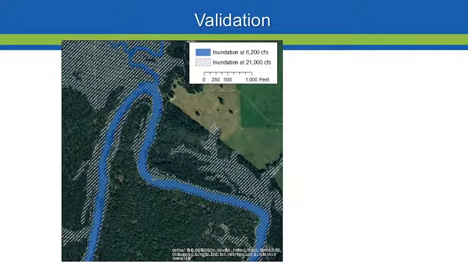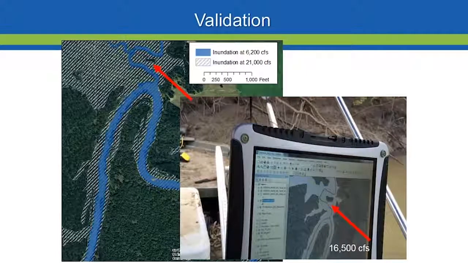Validating some of our models, it's always really exciting to see that the model that you built actually works. Here you can see this dot. Here is our boat with the GPS point where we are at that particular moment. We've got a little island right here at 16,500 CFS, and our model pretty much shows the same thing here at 2,100 CFS, a little bit smaller island. So if you're wondering if your model works and then you drive to this area and it all works, it makes engineers smile.